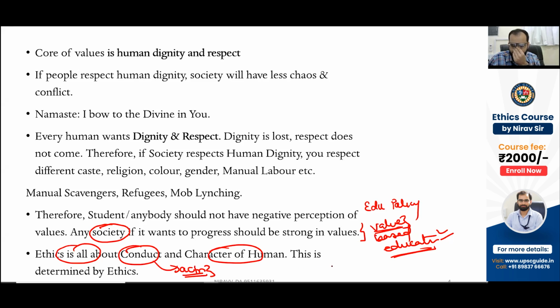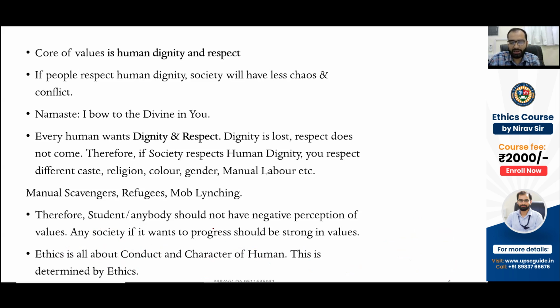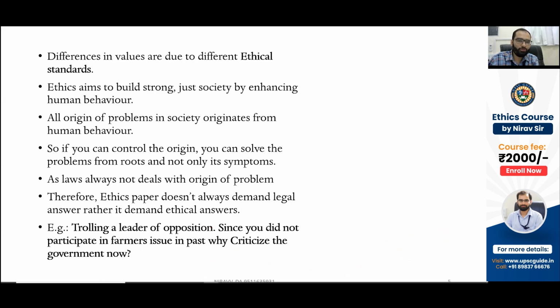So we are going to see tomorrow the difference between self conduct, self character आएगा, फिर character से conduct आएगा, और conduct में से behavior आएगा. Okay, so character is all about your values. This is determined by ethics. Ethics is all about conduct and character of humans. So ethics क्या determine करता है? Character and conduct of humans.